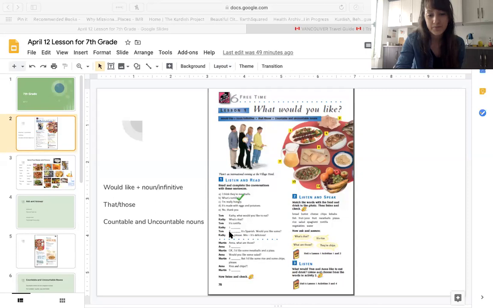Tom, number 2. Tom is answering Kathy's question, what's tortilla? I think Tom says, it's made with eggs and potatoes. Repeat after me. It's Spanish. Would you like some? Yes, please. It's delicious.